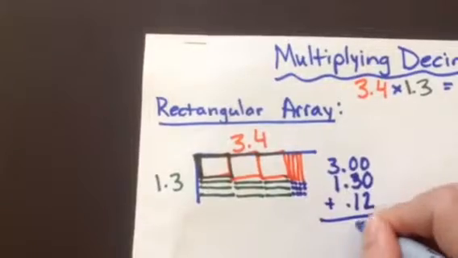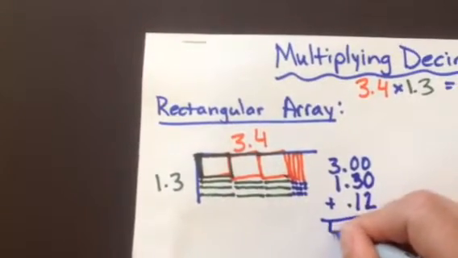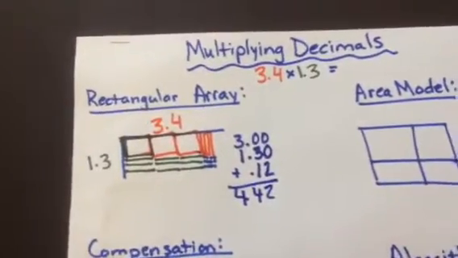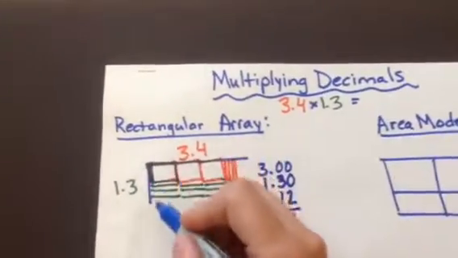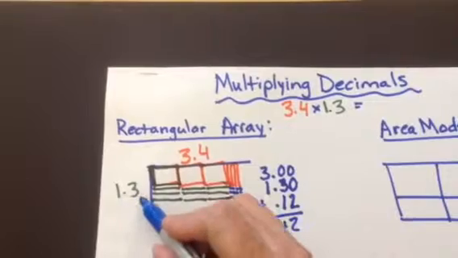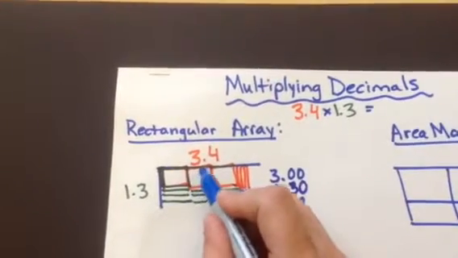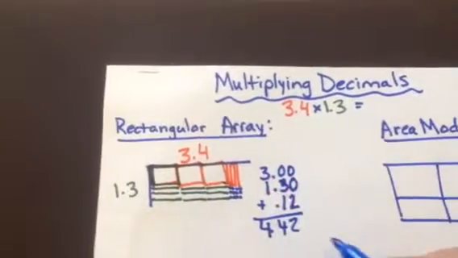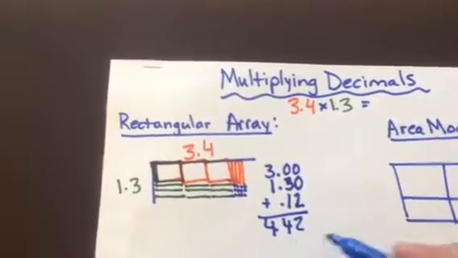Add them together, and I have 4 and 42 hundredths. And that's what it would look like if I were to cover, let's say I had 1 and 3/10 feet of material times 3 and 4/10 feet of material. My area would be 4 and 42 hundredths square feet of material.